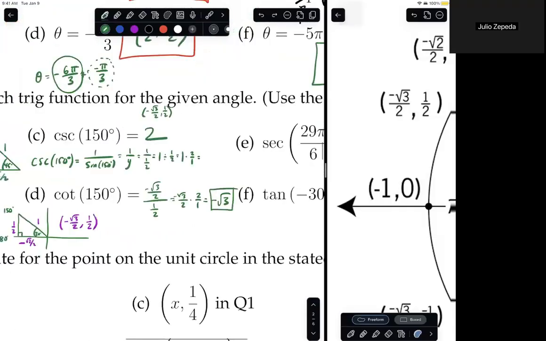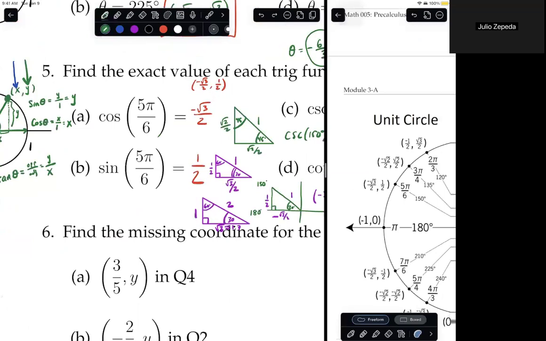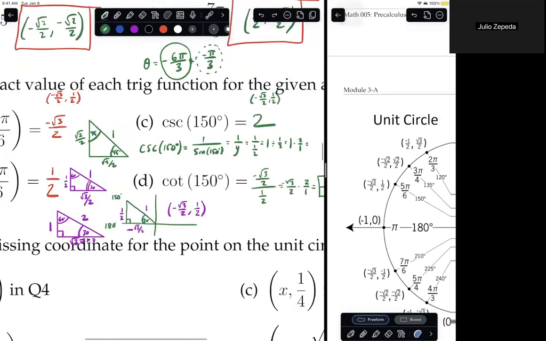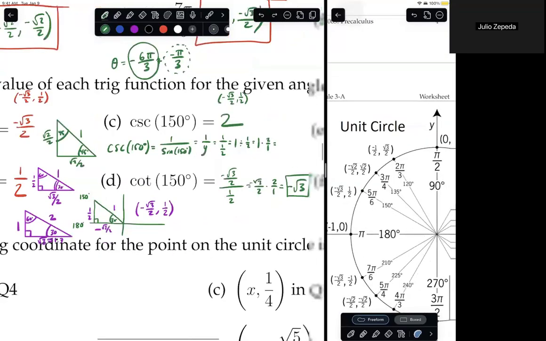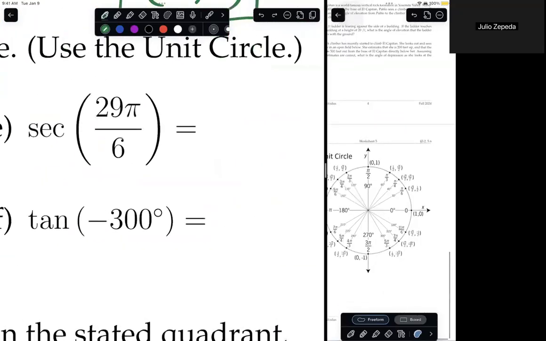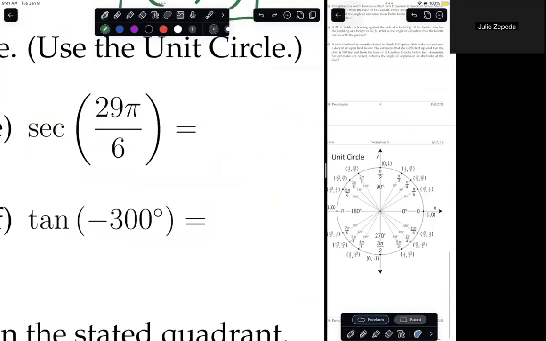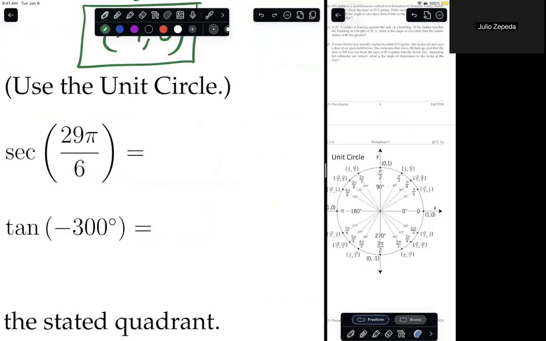So a lot of times, the angle, 5 pi over 6, 150 degrees, shows up on the unit circle. But what if our angle is something that does not show up on the unit circle? Well, we can find a coterminal angle and then find the secant or sine of that angle.